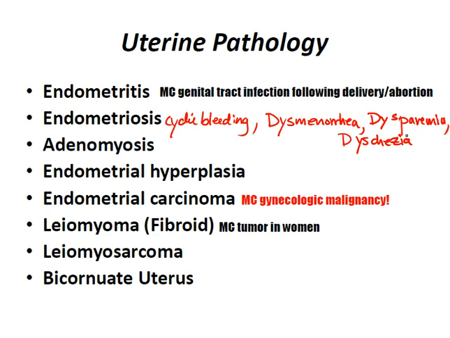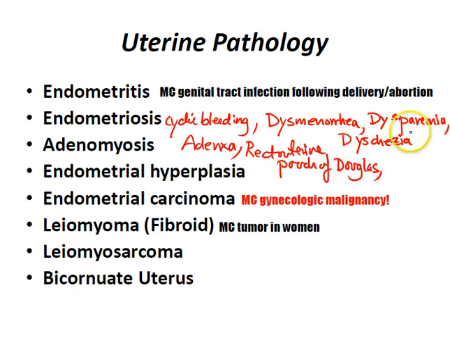Now, the most common sites of endometriosis are at the adnexa, the rectouterine pouch of Douglas, and the bowel, bladder, and peritoneum.